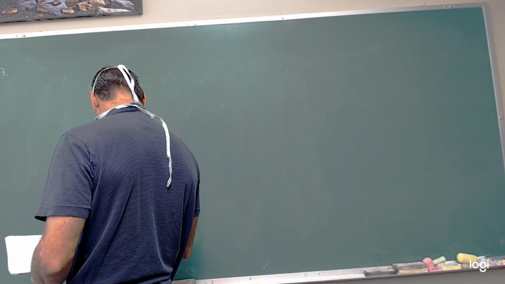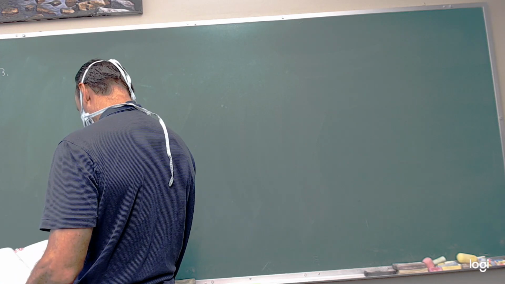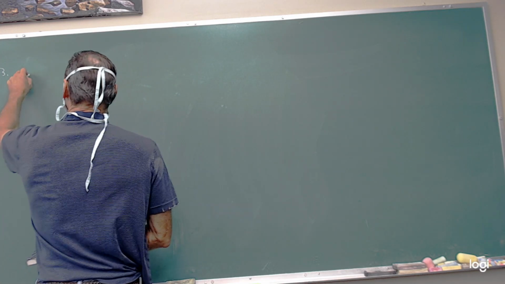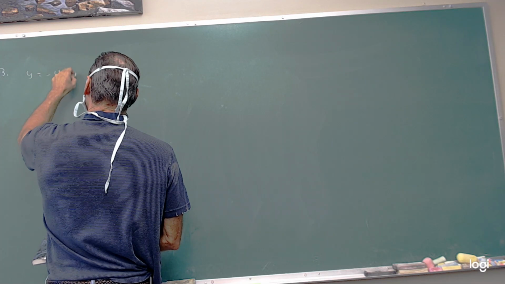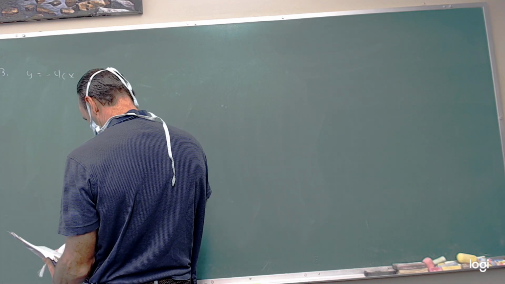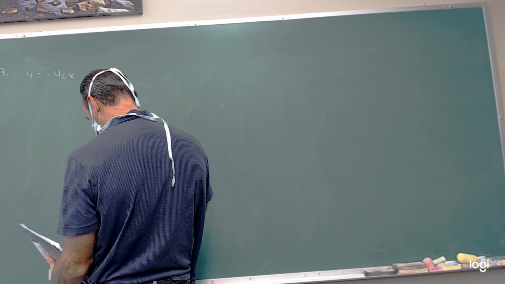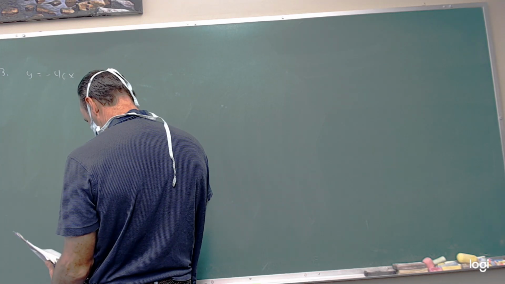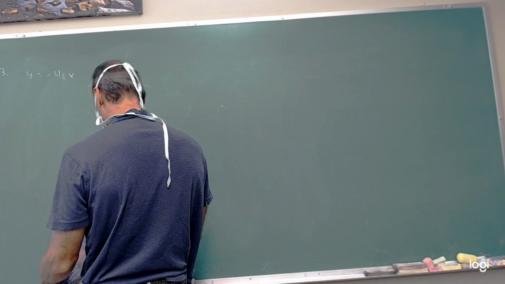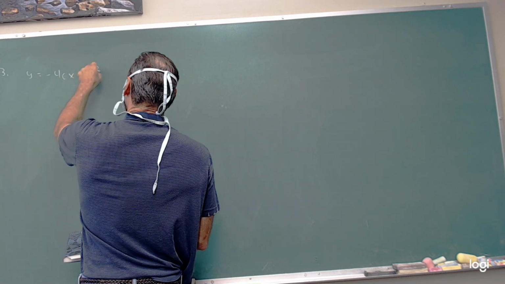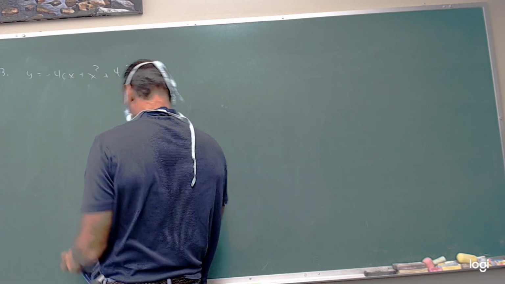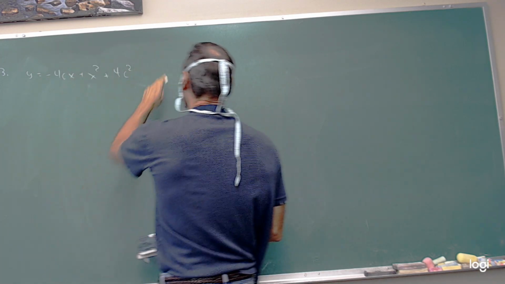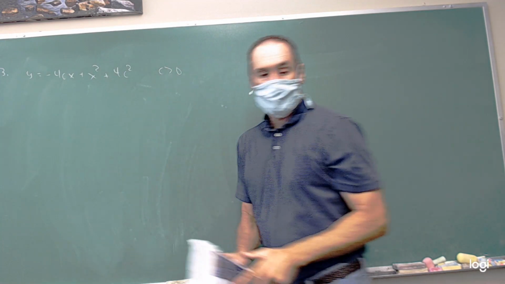We have y equals negative 4cx plus x squared plus 4c squared. And we know that c has to be positive. Okay.